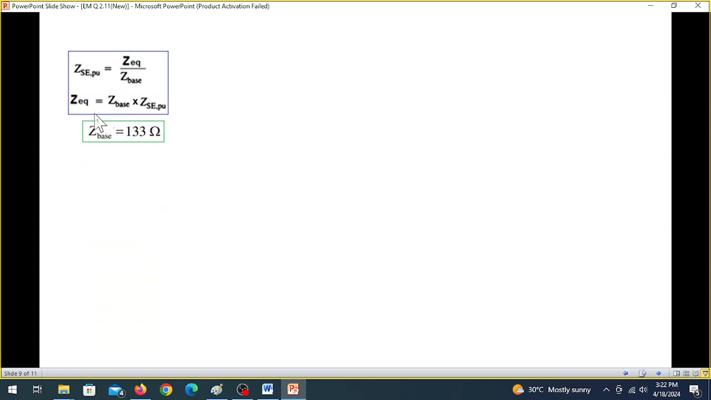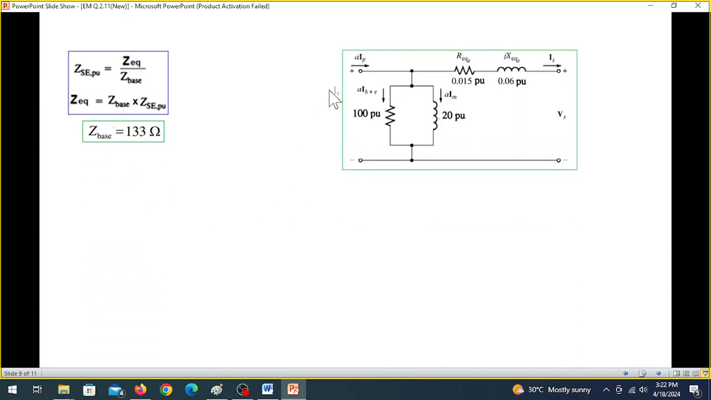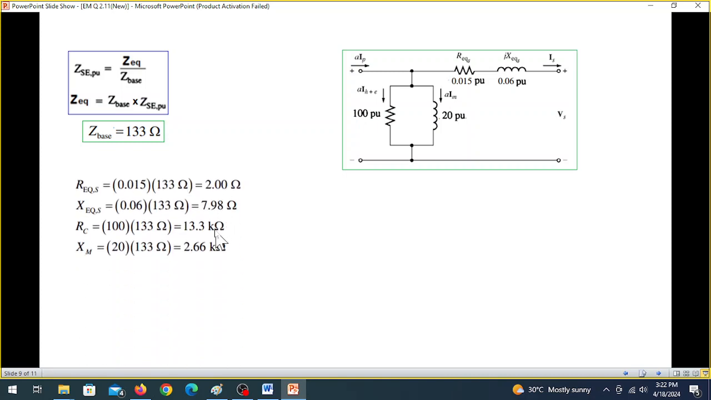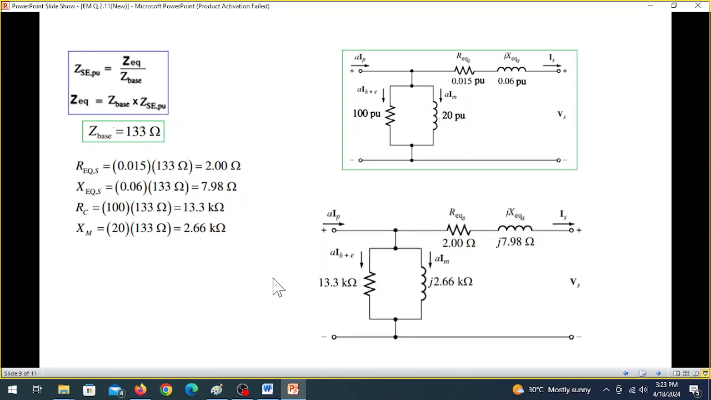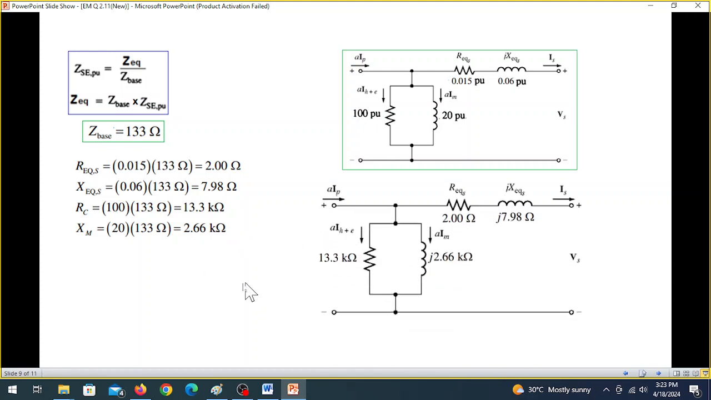And now we can find all the parameters. Now this is given. Note down everything. So R equivalent is 0.15 multiplied by Z base. This formula we are using. It is 2.00 ohm. Similarly, X is 0.6 PU times 133, which is 7.98. RC is 100 times 133, which is 13.3 kilo-ohm, and XM similarly 2.66 kilo-ohm. So this is the answer for part C.